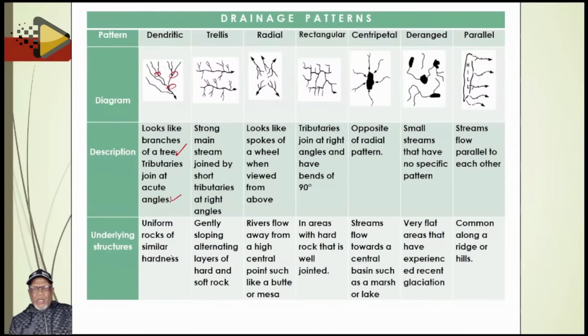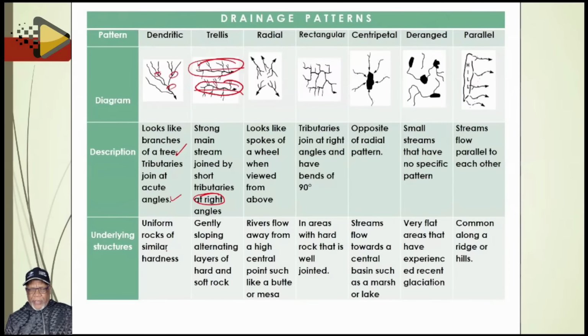Then what do you have next? We have the trellis pattern or trellised pattern, depending on how you want to pronounce it. This is your mainstream, and this is your other mainstream. What do you see there? The mainstreams are flowing parallel to each other. What you can see as well is that instead of acute angles, the tributaries now join the mainstream at a right angle. And you can also see the tributaries are shorter.